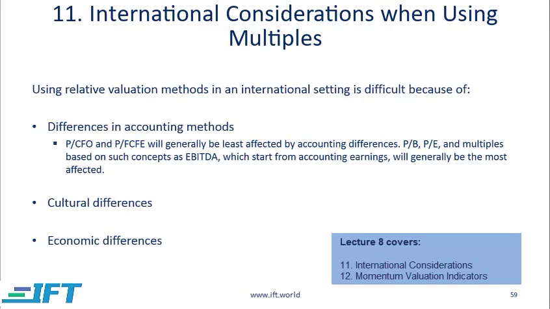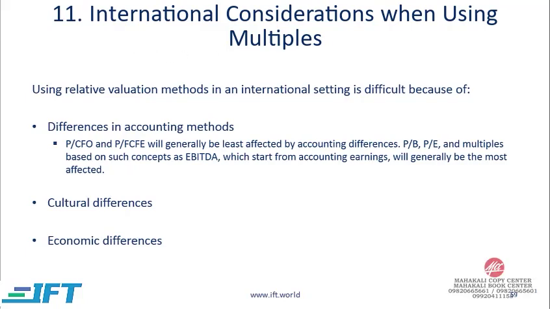Section 5 is a short little segment on international considerations when using multiples, and most of this is something you probably know already. Using relative valuation methods in an international setting is difficult for several reasons. And what do we mean by this? The point here is that if you are comparing a textile company in South Asia with a textile company in North America, it is not that easy to just start comparing the price to earnings ratios or price to book value ratios. Why? One basic reason would be differences in accounting methods. And we've done this over and over.